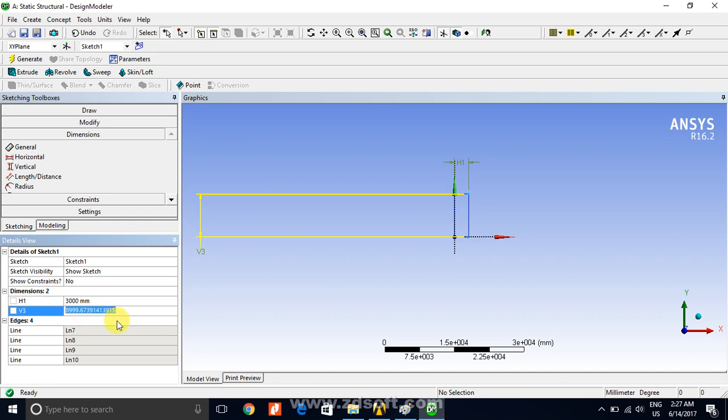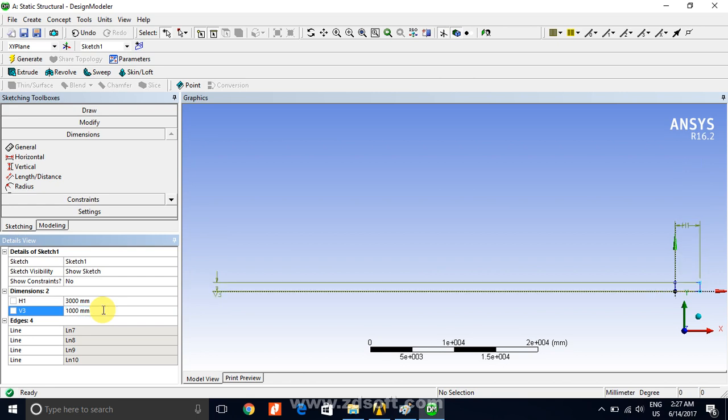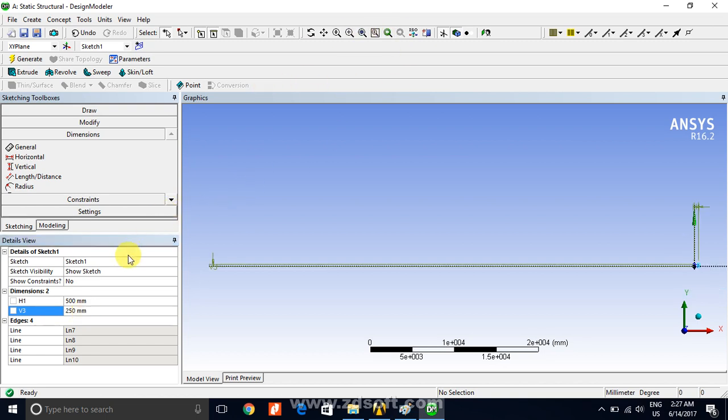This length, 3000, means 3 meter. This length we are taking 1000, but it is a very long specimen, so we are going to reduce this one. Not 3 meter, it's very long. So we are taking 500 is this and 200 is this. Or 250 you can do that, half of, yeah. Because it is looking very small.